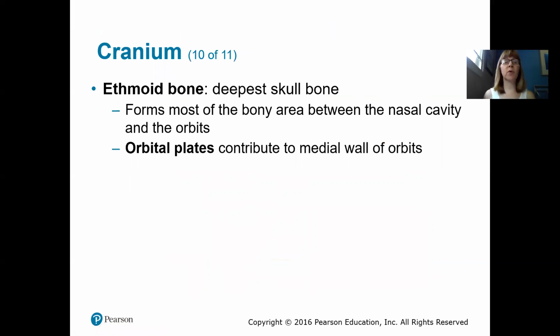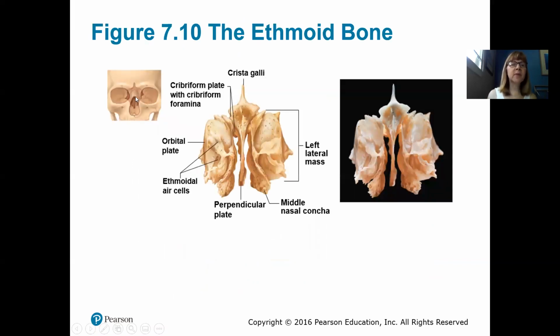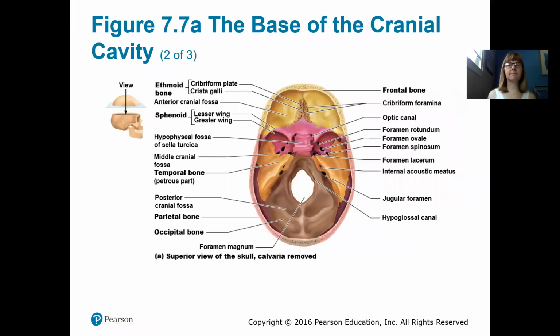Then lastly is the ethmoid bone. That is the deepest bone of all of the cranial bones. And it's a little harder to point out, but it basically is between the nasal cavity and the orbits. So it's basically right here, not to be confused with the nasal bone. So this is the frontal bone, and then it's this little bone right here that sits in between the eyes and the nose. It's very delicate, but it's the last bone of the cranium. Okay. So there is the ethmoid bone.